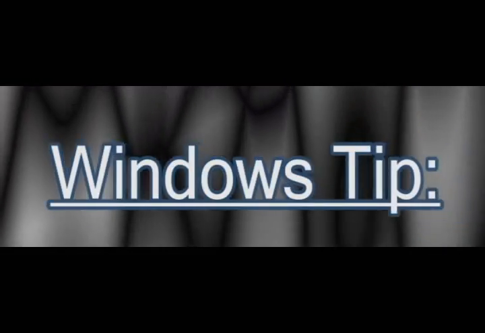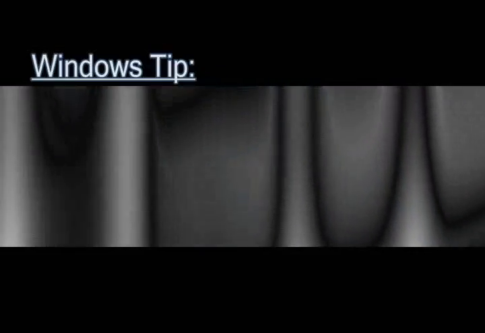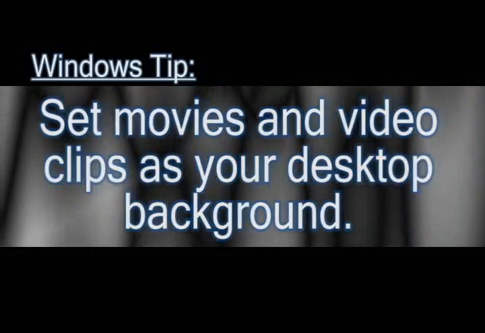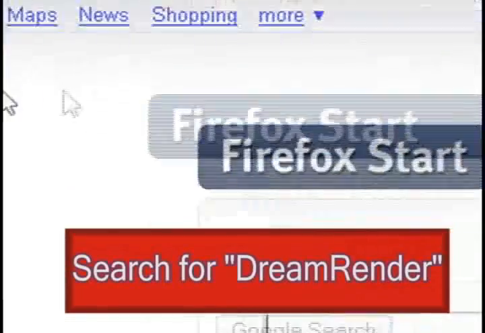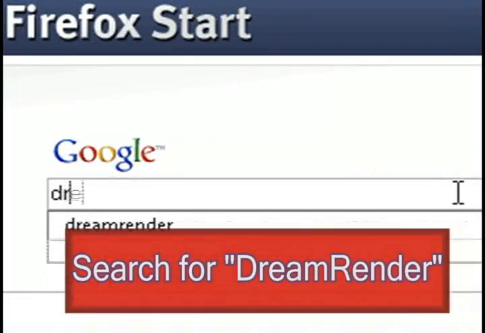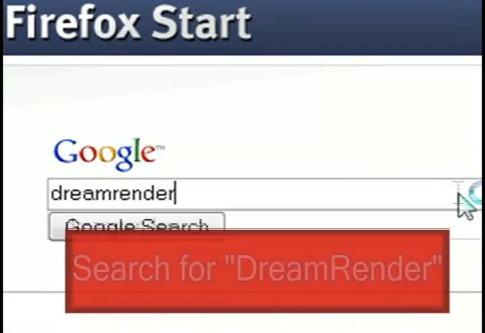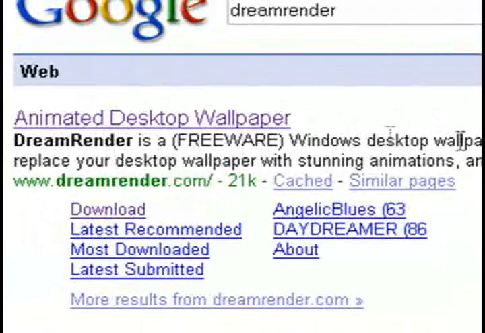For today's tip, I'm going to show you how you can set video clips or movie clips as your desktop background. Now, if you have Vista Ultimate, this can already be done using a program called Dreamscape. But if you don't have Vista Ultimate, you can do a Google search for a free program called DreamRender, and then click on the download link.